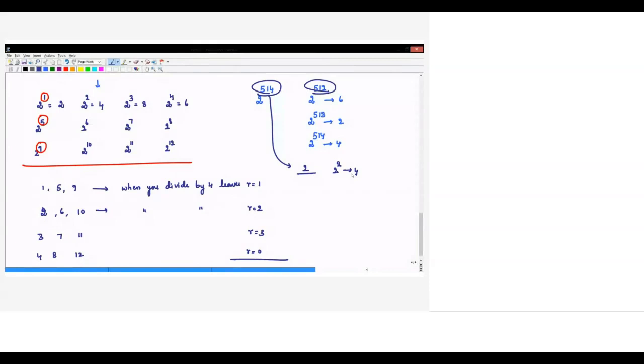Understood? If it leaves remainder 1, then it is 2 power 1. If it leaves remainder 2, it is 2 power 2. If it leaves remainder 3, it is 2 power 3. If it leaves remainder 0, you need to take 2 power 4. In this particular case, you need to take the power as 4. So what are the unit digits here? Here the unit digit is 2 power 1 only, like 2 power 2, here 2 power 3, here it ends with 2 power 4, which is nothing but 6.